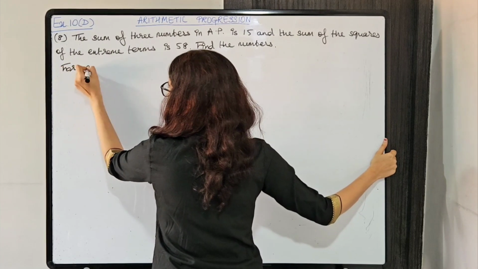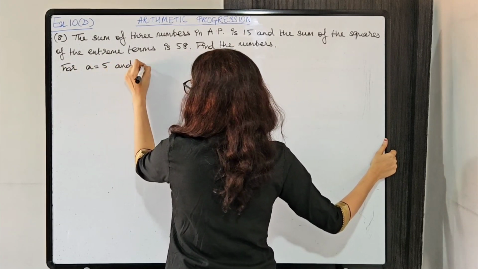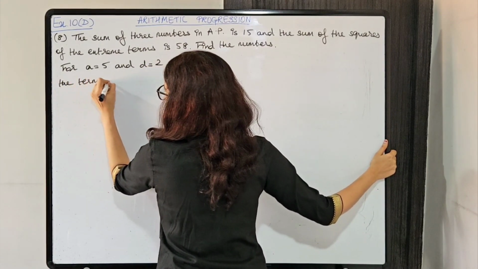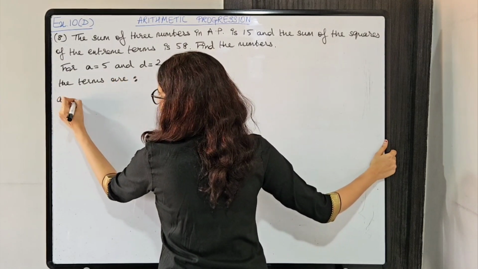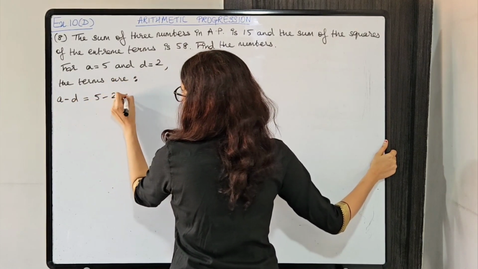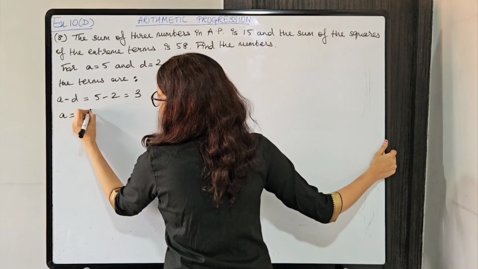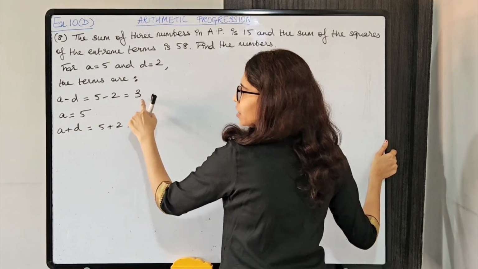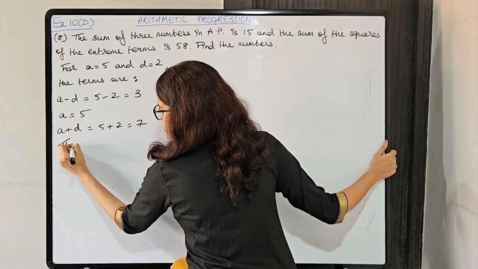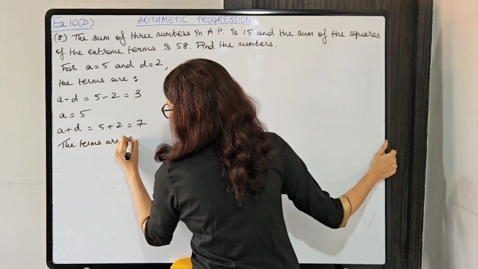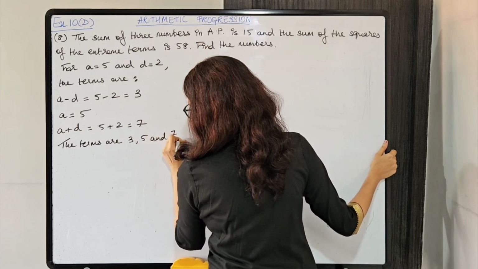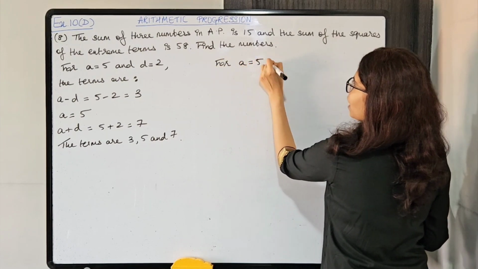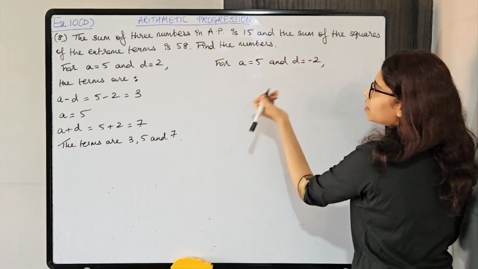So first case is A is equal to 5 and D is equal to 2. The terms will be A minus D, that is 5 minus 2, 3. A, that is 5, and A plus D, that is 5 plus 2, that is 7. So AP हो जाएगा 3, 5 and 7, right? And other case, for A equals 5 and D equals -2, reverse हो जाएगा.